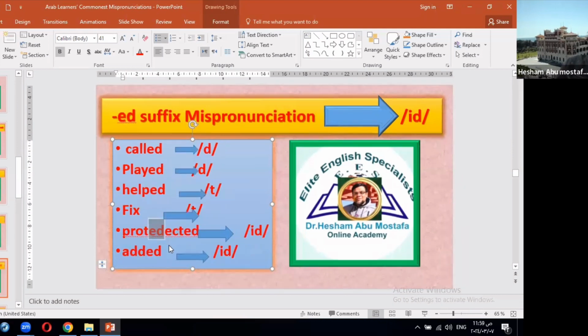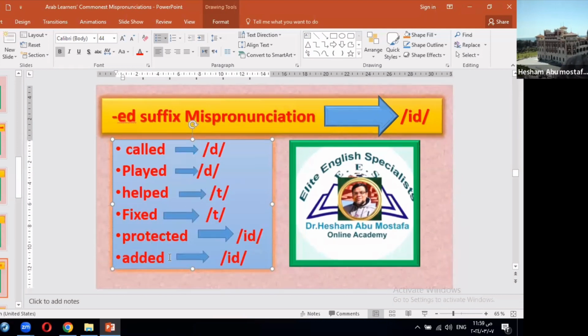When it's preceded by t or d, here it's pronounced "id". It makes a new syllable. So protected, added, protected, added.